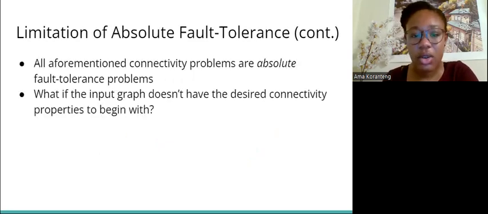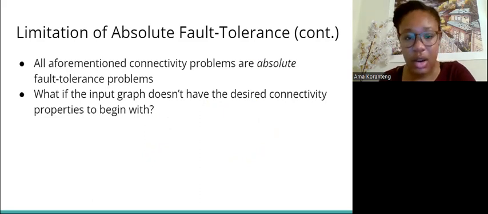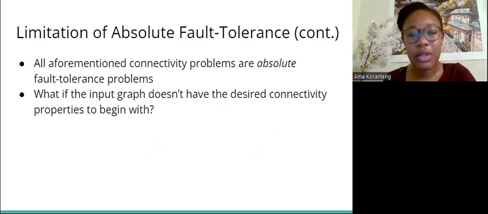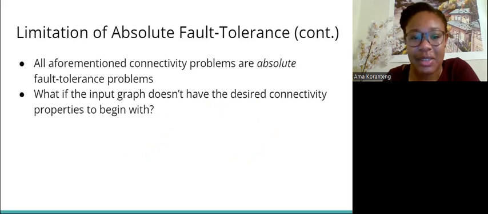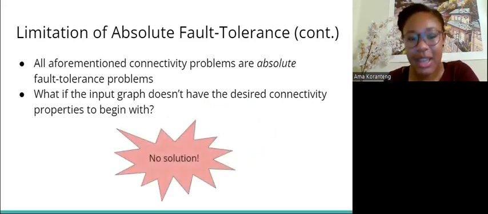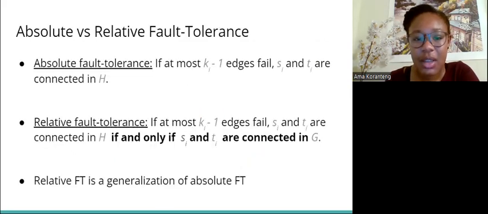Okay, so to summarize, all of the edge connectivity problems we've discussed before now are absolute fault tolerance problems, in the sense that they ask for these absolute properties with no consideration as to whether the input graph even has those properties to begin with. So what happens if the input graph doesn't have those properties? Then, well, we get no solution, and that's not very useful.